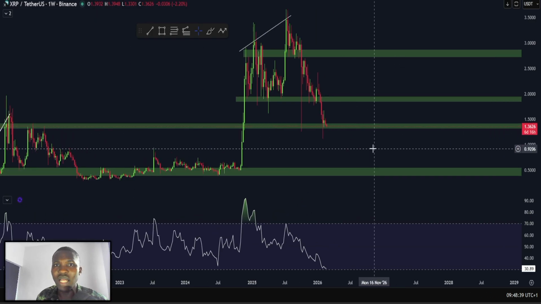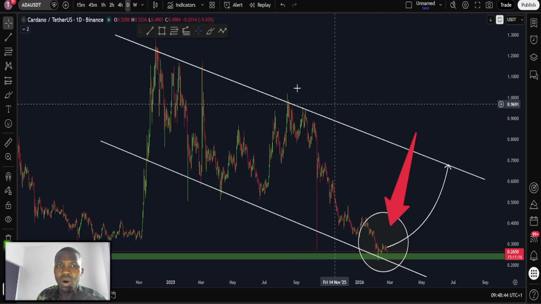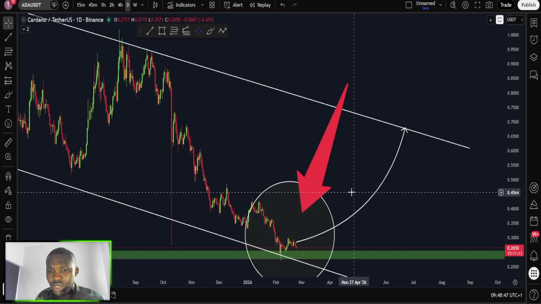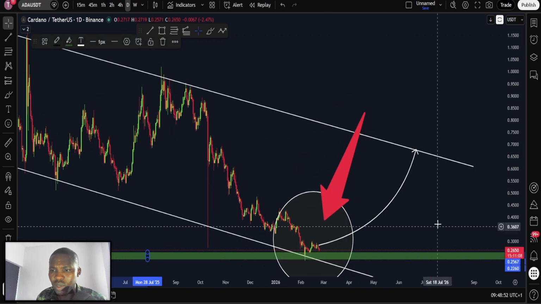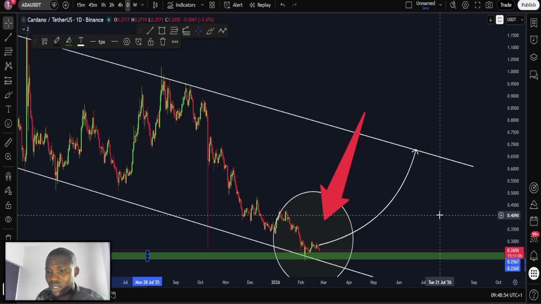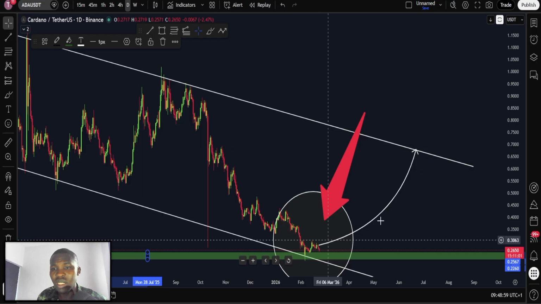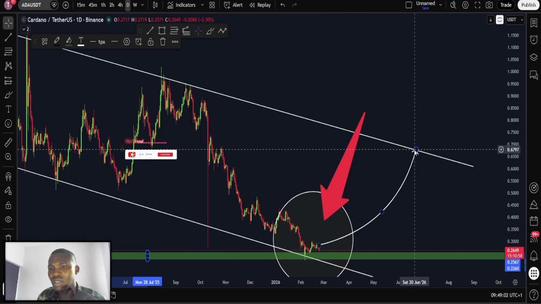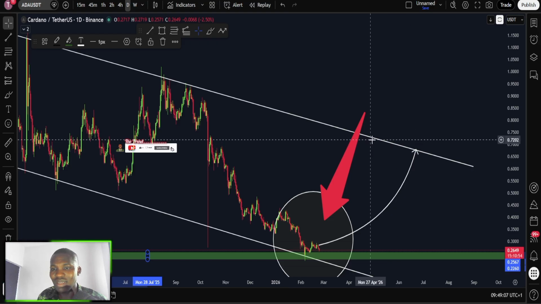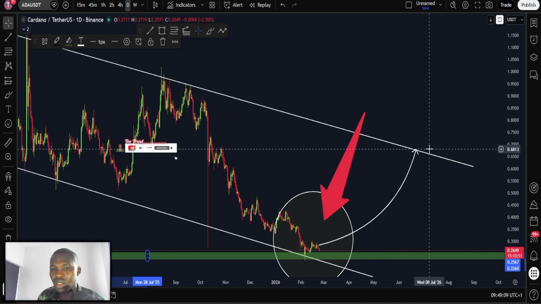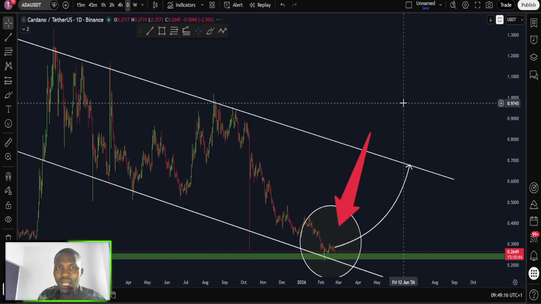Now, if you take a look at ADA here, not much has really changed on the Cardano price chart here on the daily time frame. We are still above this level of support, sitting at 25 cents to 22 cents, and as long as we hold above this level of support, I'm expecting ADA to come and take out the current liquidity sitting at the resistance of the descending channel. So this is what I am currently seeing on the ADA price chart.